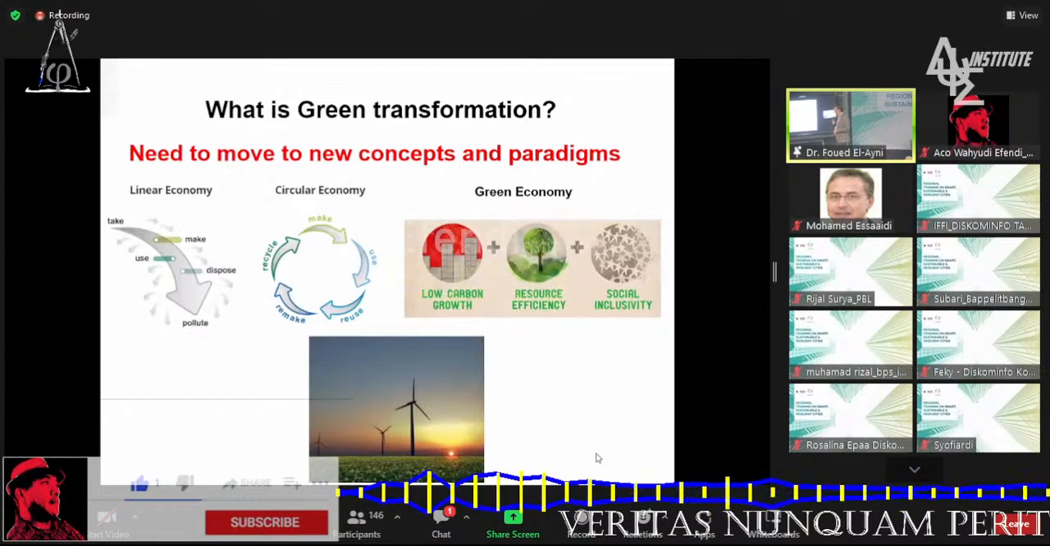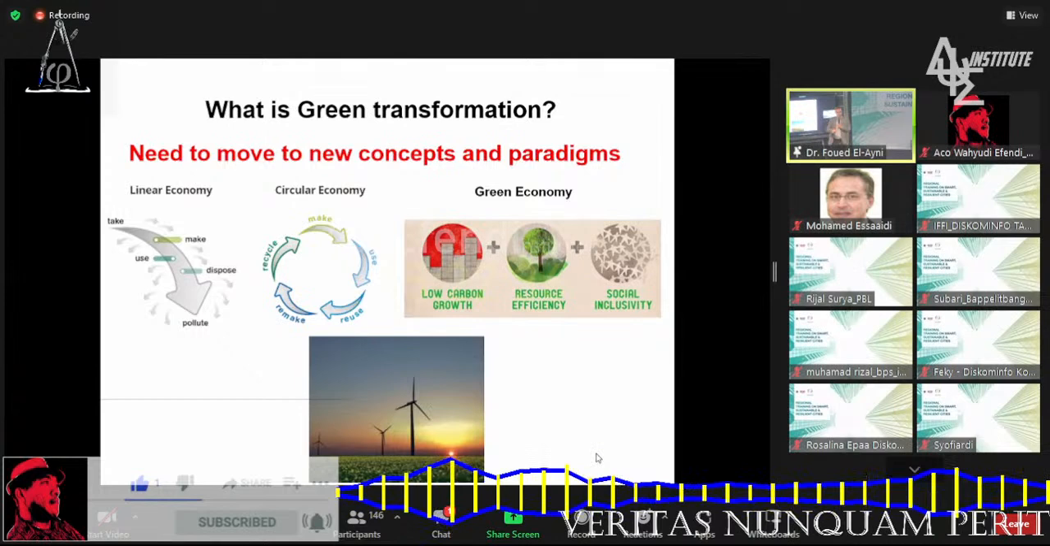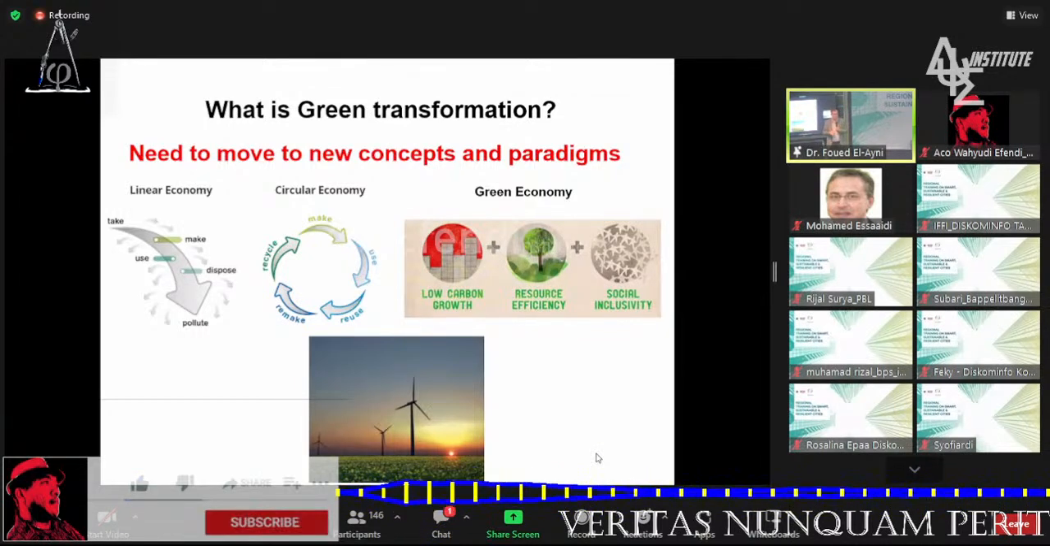Next slide. Here on the left side we can see what we call the linear economy, or business as usual. It means we take, we produce, we make, we use, we dispose, and we pollute. We take the natural resources, we produce the product, for example this bottle in polyethylene. Then after using it, we throw it away, and this is finished. And we pollute the environment, and we have many environmental problems.